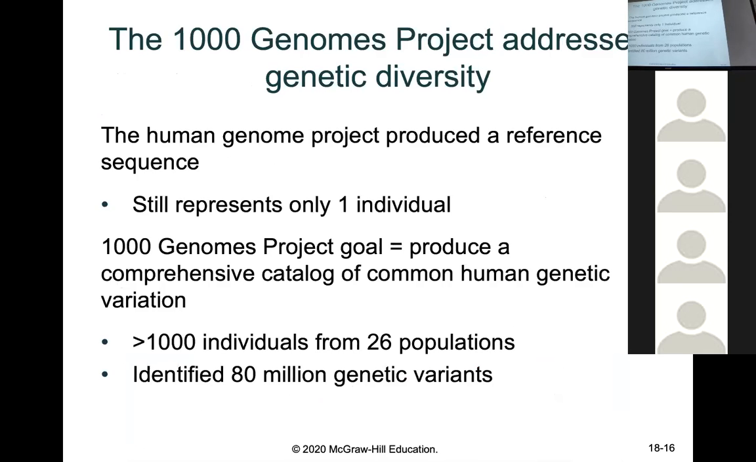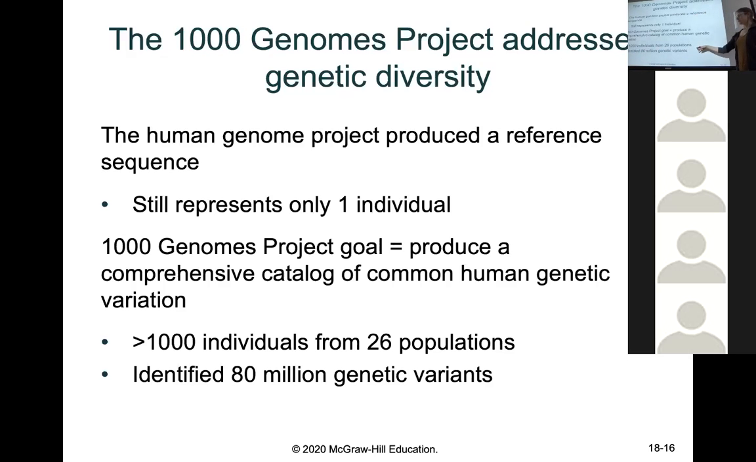And like I said, that was just a reference for one human, basically. Now the goal is to look at the genetic diversity of the human population. Obviously, we don't have the same genomes. Everyone has a different genome. So the 1,000 Genomes Project came along, where the goal is at least 1,000 individuals to produce, I guess, comprehensive, but not totally comprehensive, but fairly comprehensive catalog of all of the variation in human genomes.